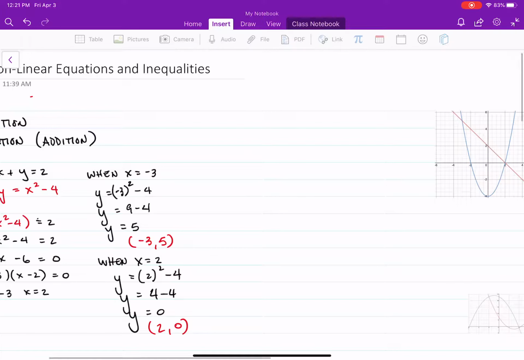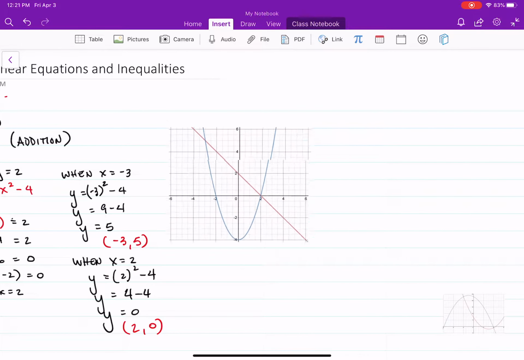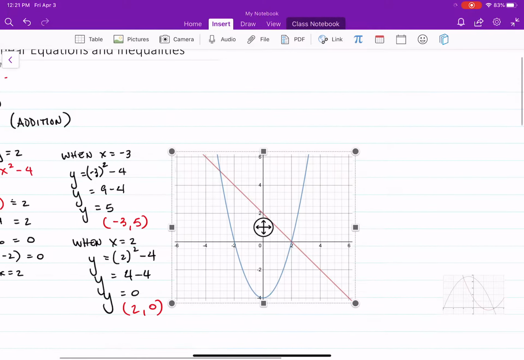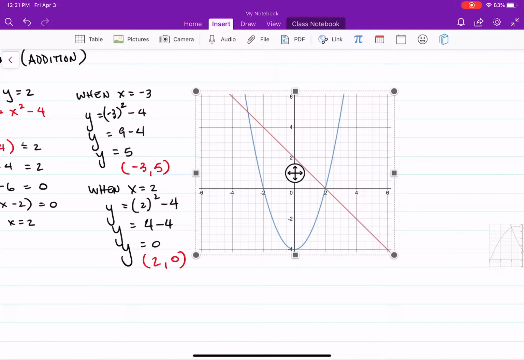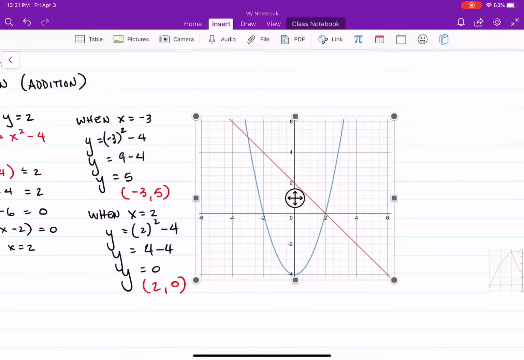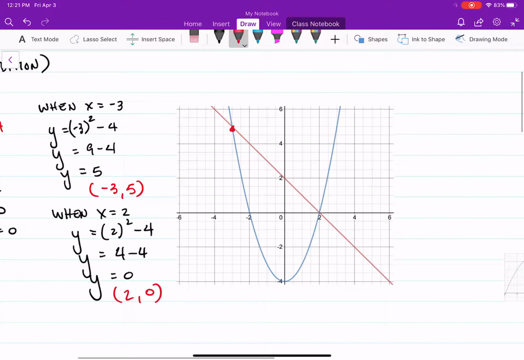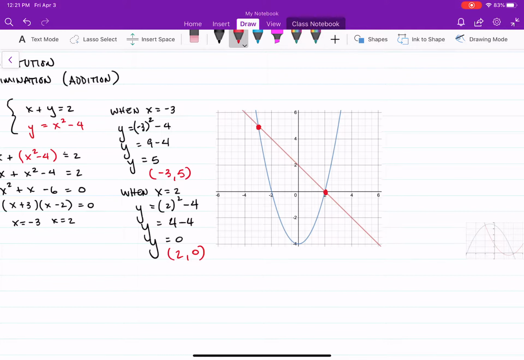All right. So this graph right here looks something like this. Okay. So if you look at this, you see that the blue line is the parabola and the red line is the diagonal line. And it meets here and also meets here, which is my 2, 0 and -3, 5. That seems about right. So that is how, in terms of graph-wise, that's what it would look like.